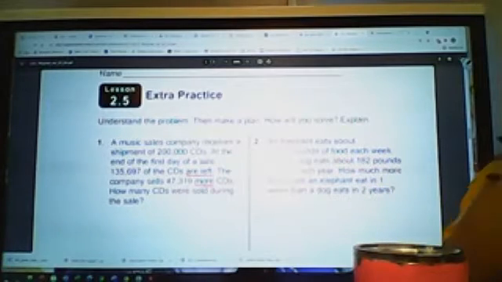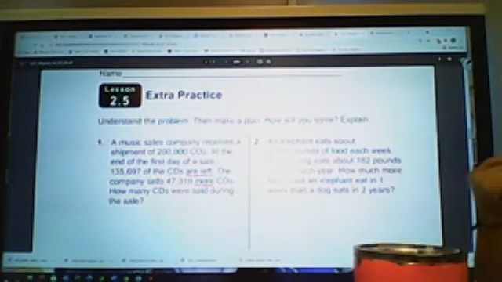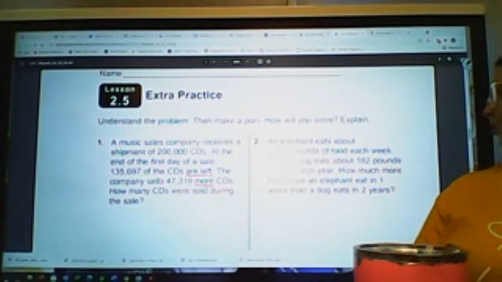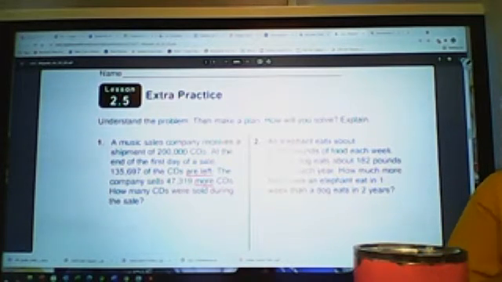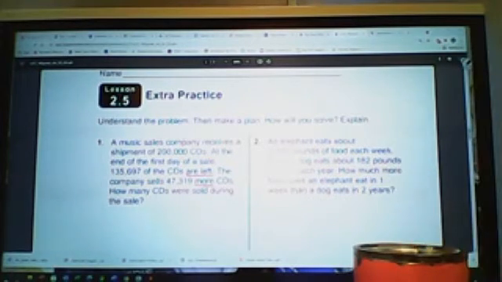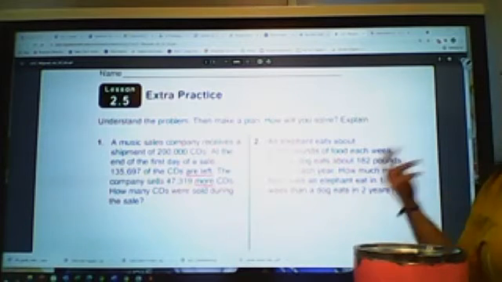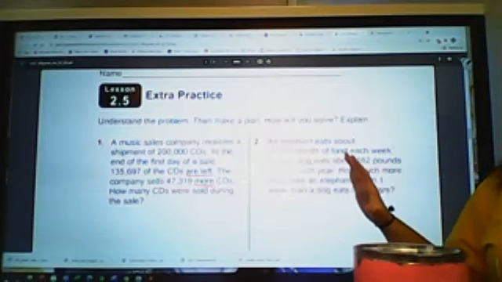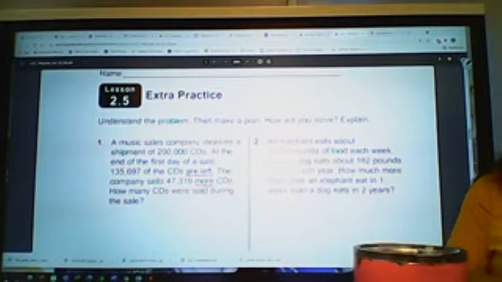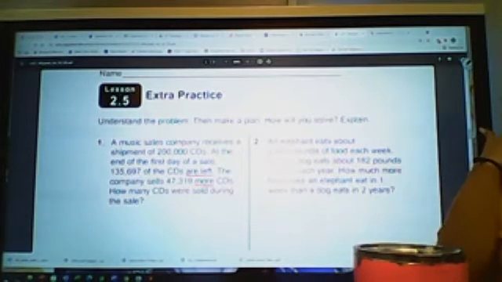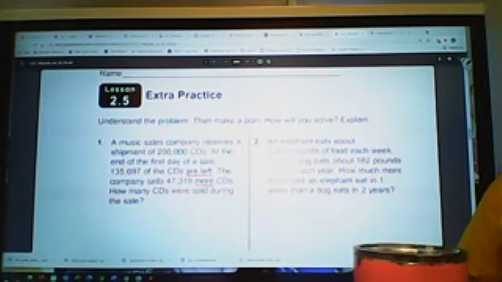So let's look at number 2. An elephant eats about 2,400 pounds of food each week. A large dog eats about 182 pounds of food each year. How much more food does an elephant eat in 1 week than a dog eats in a year? Now, again, this is actually a multi-step problem, but we're not going to go through all that. And I tried really hard not to put any multi-step problems on your test. I wanted it to just be a straightforward test. But let's just look at clue words, okay?